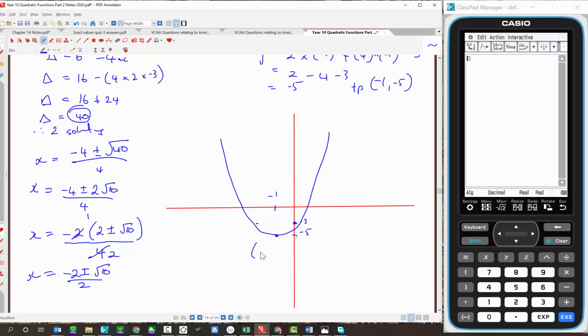Okay, so let's label our key features. It's negative 1, negative 5. Our y-intercept is 0, negative 3. What are our x-intercepts? Well, one of them is x equals negative 2 plus root 10 on 2. That's going to be this one right here. So we can label that according to what the picture has come out like: negative 2 plus root 10 over 2, 0. And this one over here is the other one, negative 2 take root 10 over 2, 0. All right, so first sketch done.